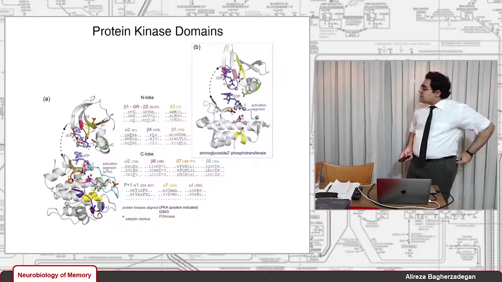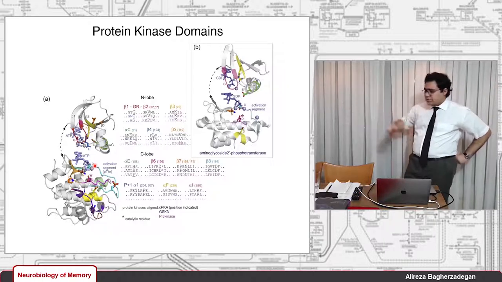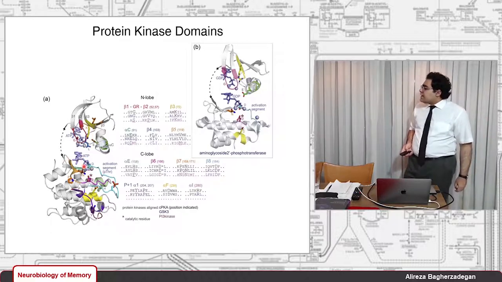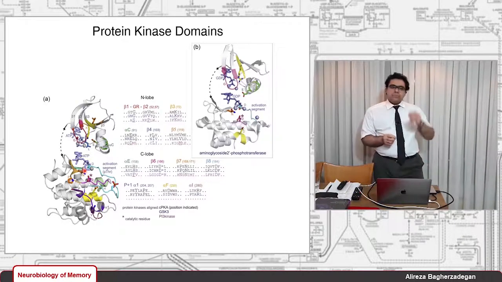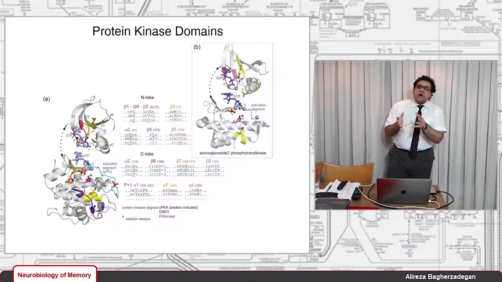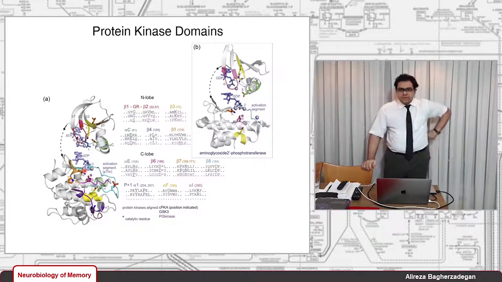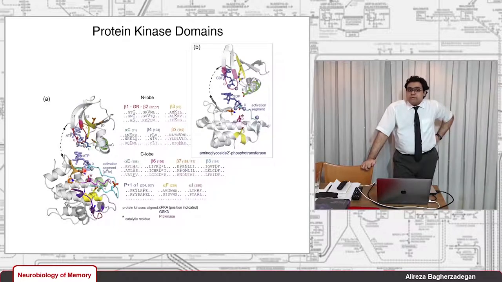C lobe is the main site for substrate binding. So substrate binds to the C lobe, the substrate which is going to be phosphorylated, and it also carries this aspartic acid, or D catalytic aspartic acid residue. The role of this catalytic residue is to make the substrate more nucleophilic. You know how? It removes a proton or hydrogen ion from the substrate.